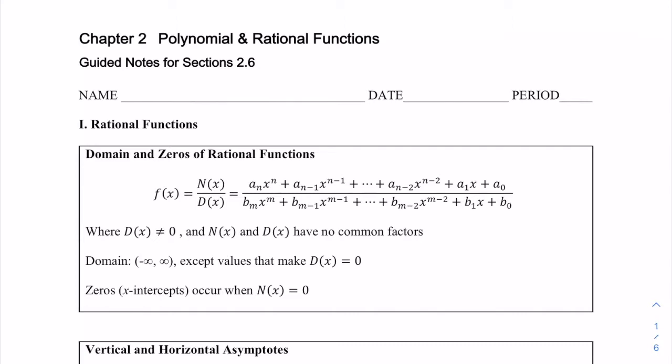Welcome back. Today we'll graph polynomial and rational functions. Now remember, when we consider the domain of rational functions, we're looking at the denominator. The denominator will make the restrictions on the domain. So usually it's all real numbers except for any value that makes the denominator equal to 0.